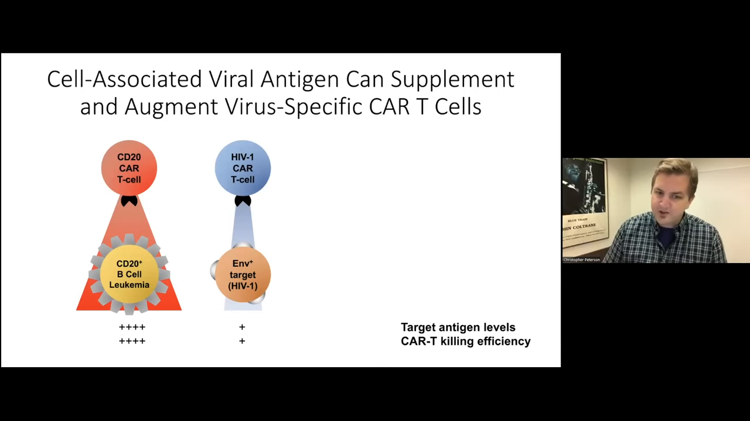In stark contrast, for HIV, we have to meet a higher bar. And that's because in a person living with HIV that's stably suppressed on antiretroviral therapy, there's going to be very few cells that are latently and persistently infected. And the amount of antigen, namely the envelope protein from the virus, that's expressed at the surface of those cells is going to be low or potentially not even there. It's very hard to detect and quantify that.